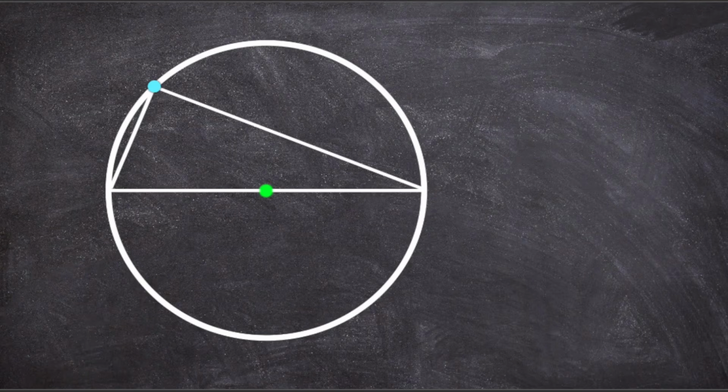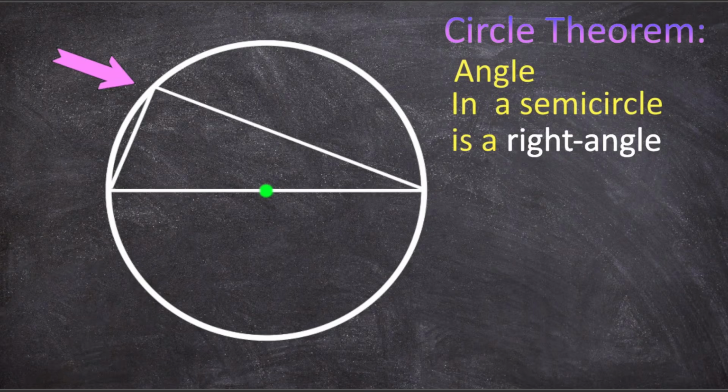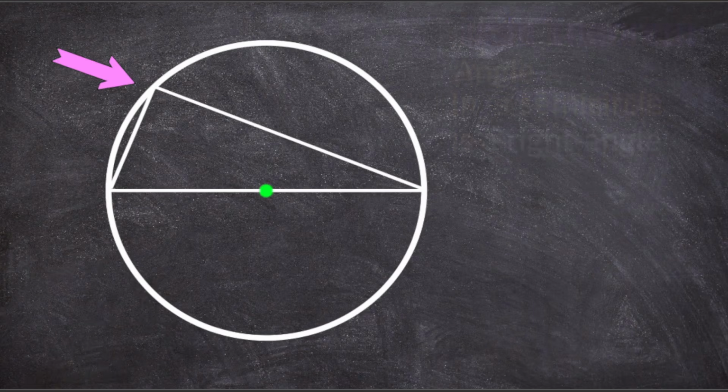There is a circle theorem that states that this angle must always be a right angle. And using some rules that you already know about triangles, we're going to show why this is true, that this angle must be a right angle. Okay, we can begin by giving this angle a special label so that we can come back to it later.